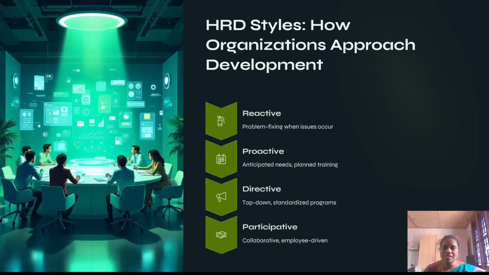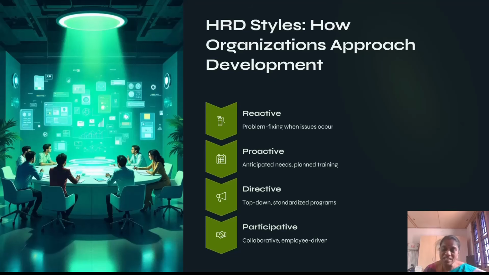Then next is HRD styles. So what are all the styles that can be followed, which means towards always the leadership styles. There are four kinds of HRD styles: reactive, proactive, directive, and participative. Reactive is after finding out some problem within the organization, we find what are all the causes of the problem and consequences of the problem, how it can be fixed and what can be done to come out of that problem. That is reactive style.